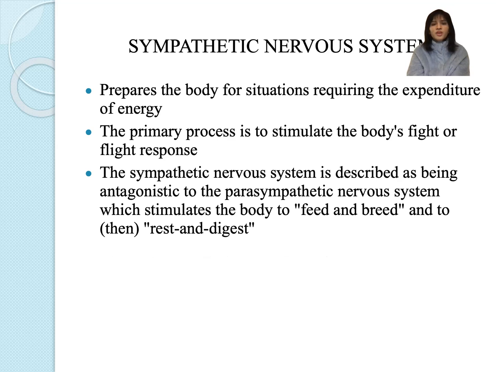Moving on. The sympathetic nervous system prepares the body for situations requiring the expenditure of energy. Its primary process is to stimulate the body's fight or flight response. The sympathetic nervous system is described as being antagonistic to the parasympathetic nervous system, which stimulates the body to feed and breathe, and then to rest and digest.